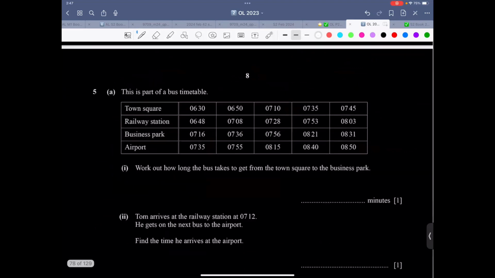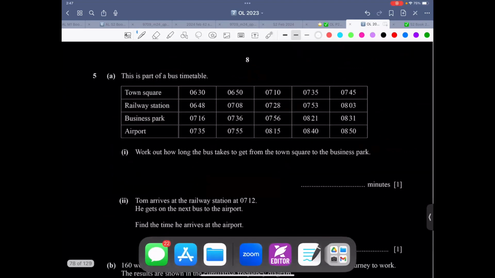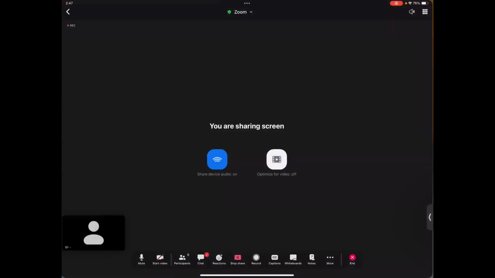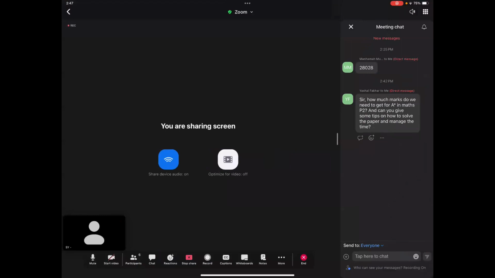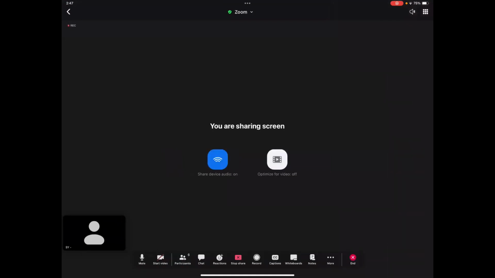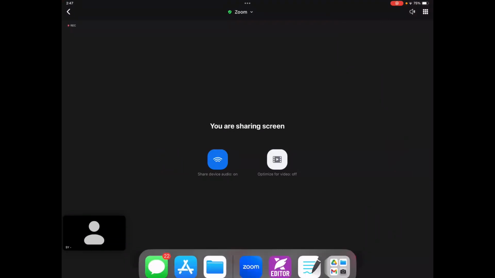So now 4 questions are done. Let me just look at if there is any question. How many marks do we need to get A star in maths P2? And can you give some tips on how to solve the paper and manage the time? Yes, I'll be giving that a little bit in a little time, as well as in my workshop tomorrow. And also I have given it in the classes before that.